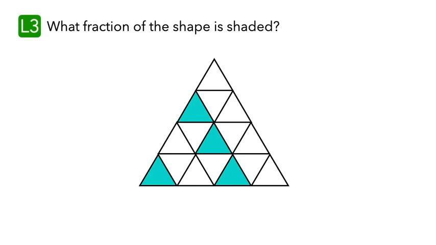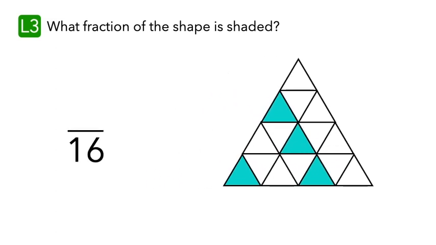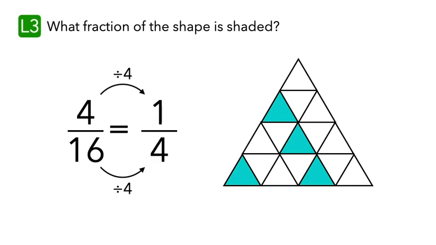What fraction of this shape has been shaded? So this larger triangle has been broken down into 16 smaller triangles, all of equal size. So we've got 16 as our denominator because that's how many sections we have, and 4 of them are being shaded. So 4 over 16. If we simplify this, we divide top and bottom by 4, and we get a quarter of the shape has been shaded.